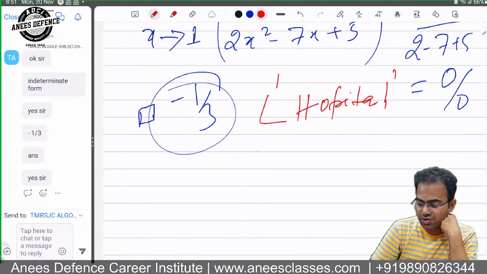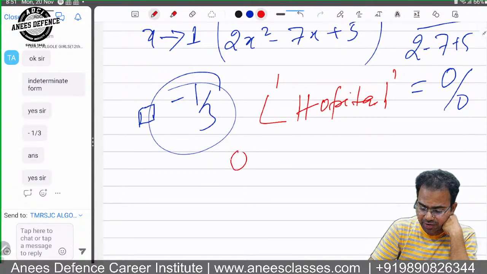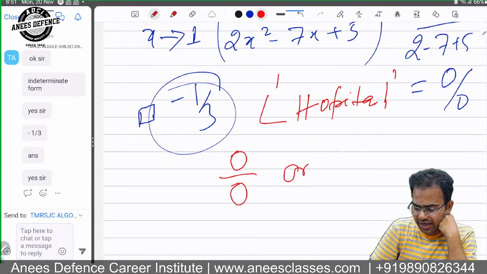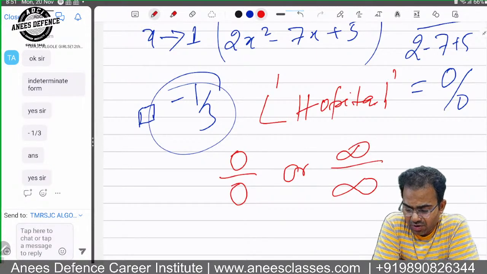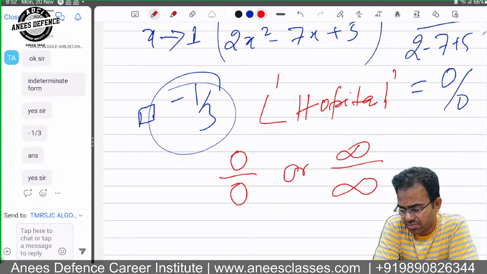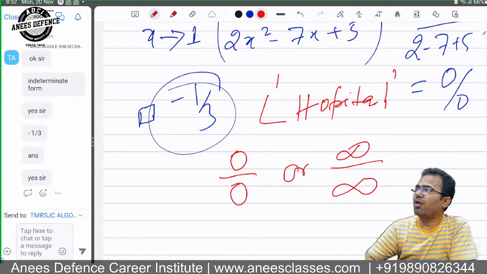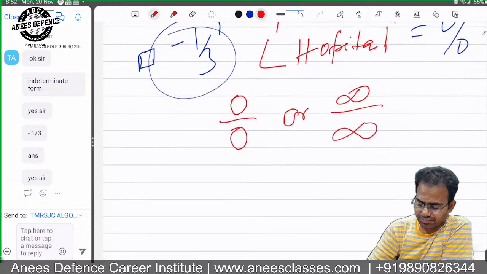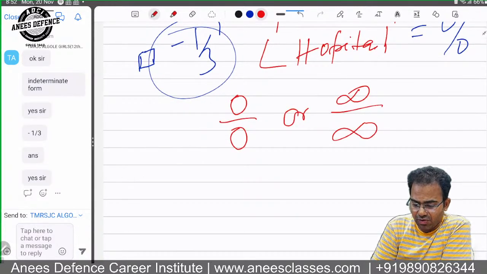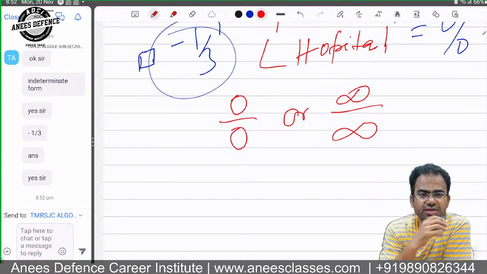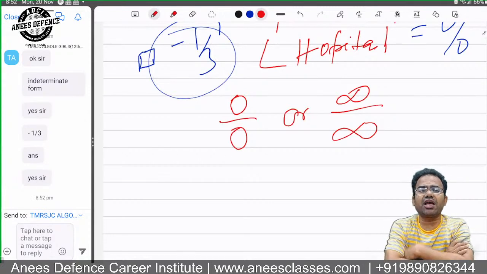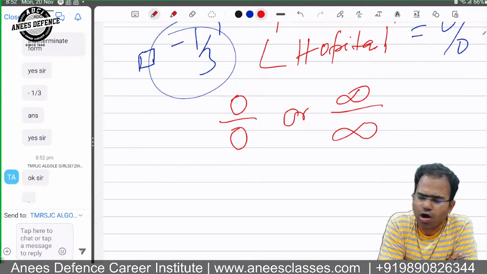L'Hopital method is used only for 2 forms: one is 0 by 0, or the other is infinity upon infinity. Okay. We cannot use the L'Hopital method directly for the other indeterminate forms. But we can use it in all forms by some arrangement. We can use the L'Hopital method in all forms by some arrangements.